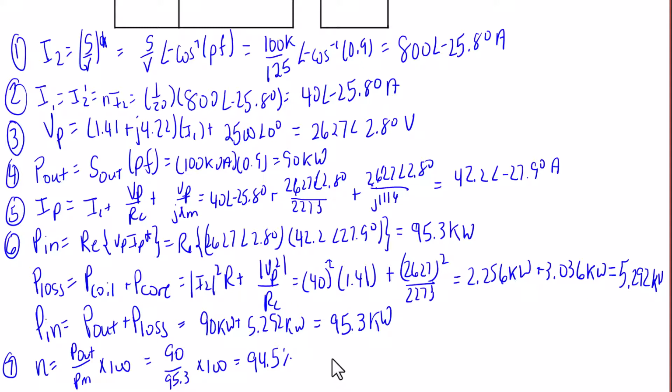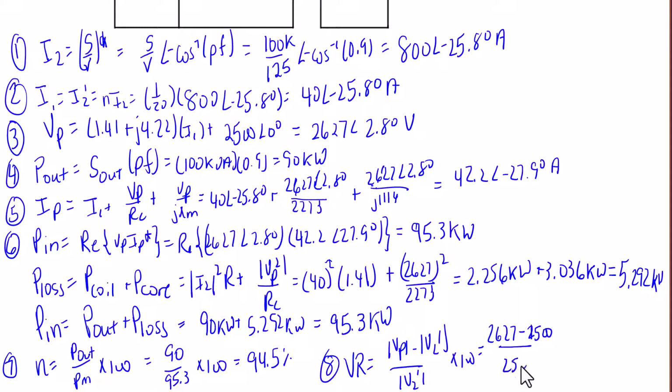So what if we had to find the voltage regulation? The voltage regulation would be the magnitude of Vp minus the magnitude of V2 prime, over V2 prime, times 100. So that would be 2627 minus 2500 over 2500 times 100. So the voltage regulation is 5%. So that's right on the line of where we would want our voltage regulation to be.